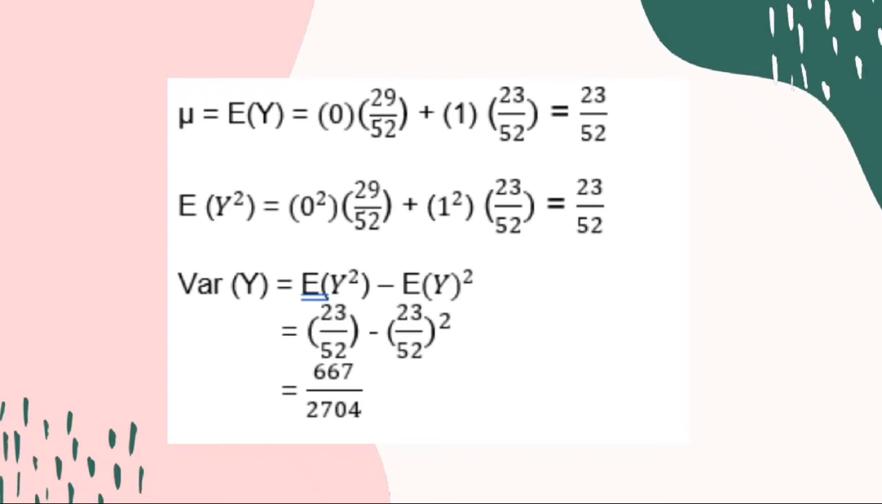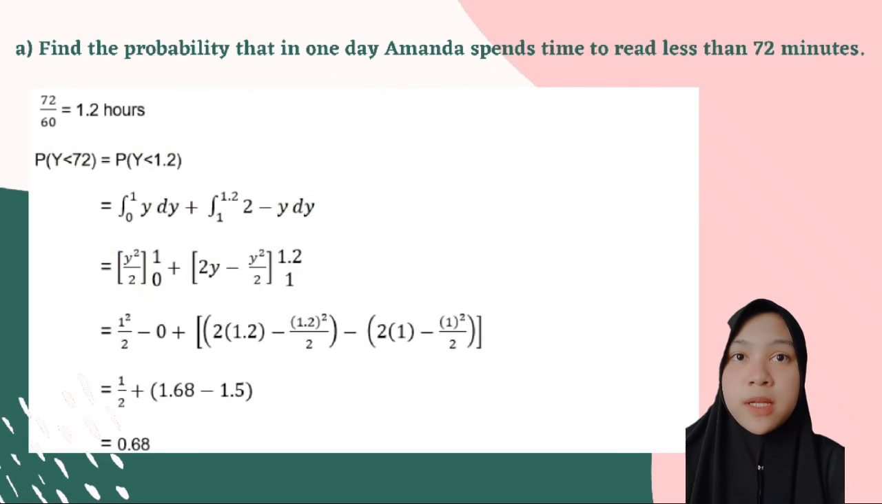So I can put E(Y) to the power of 2 into the formula: variance of Y equals E(Y squared) minus [E(Y)] to the power of 2, equal to 23 over 52 minus (23 over 52) to the power of 2, equal to 667 over 2704. So the variance is 667 over 2704. Question A. Find the probability that in one day Amanda spends time to read less than 72 minutes.